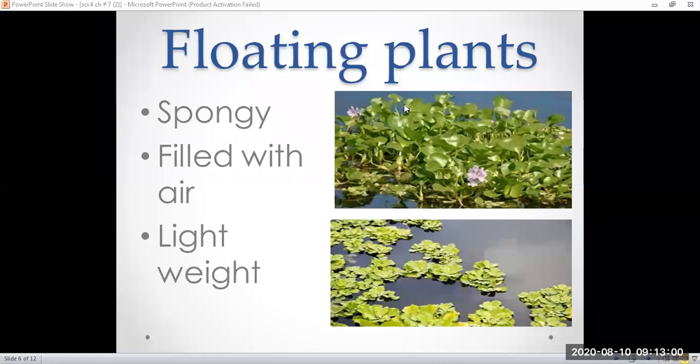And these plants are very light. Their weight is very light, so they can easily float on the water surface. The examples of these plants: the first one is a picture of a water hyacinth. This plant also floats on the surface of water. The second one is a picture of a duckweed plant, which also floats on the surface of the water. As they are spongy and filled with air, that's why they easily float on the surface of water, and also they are very lightweight.